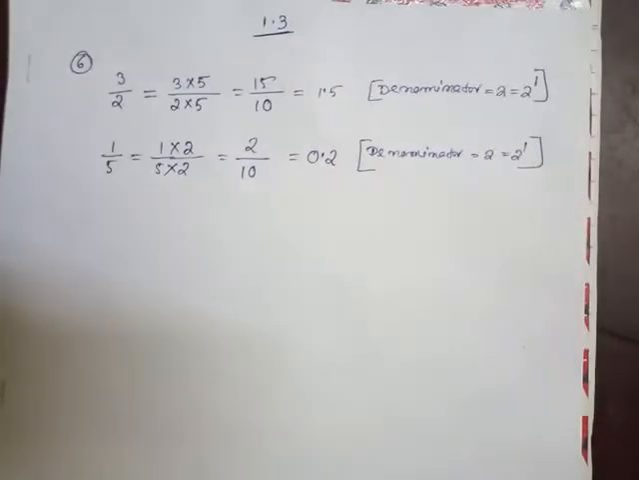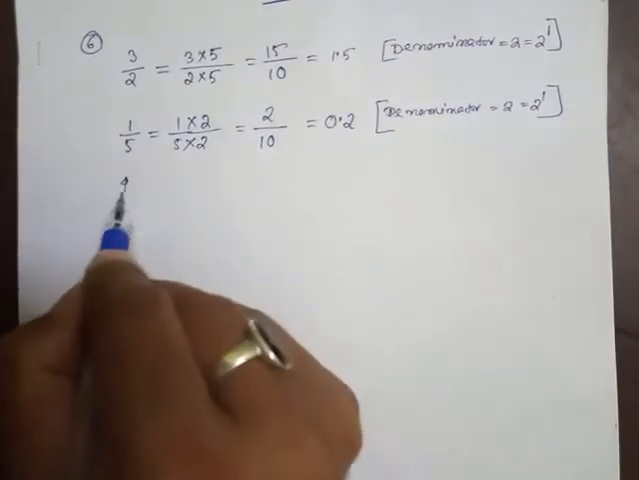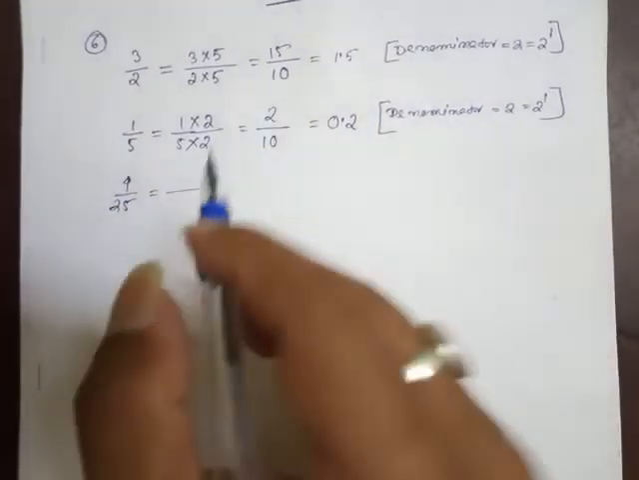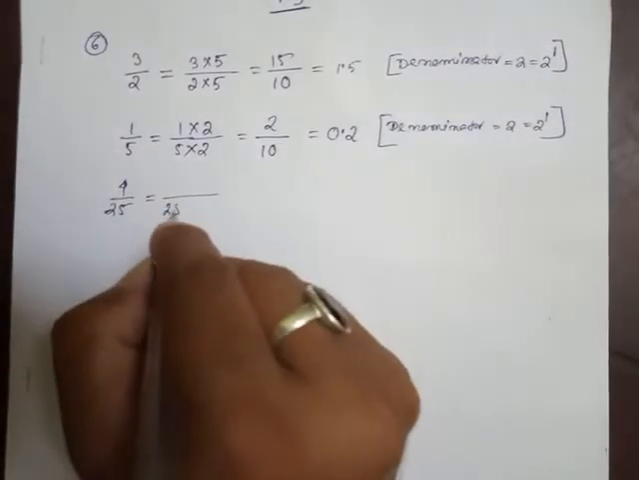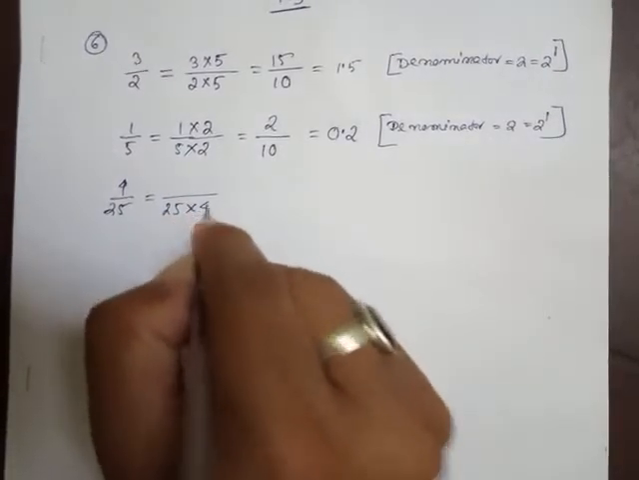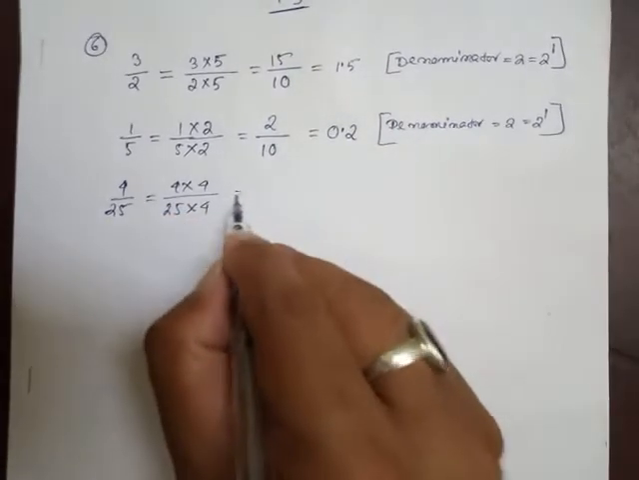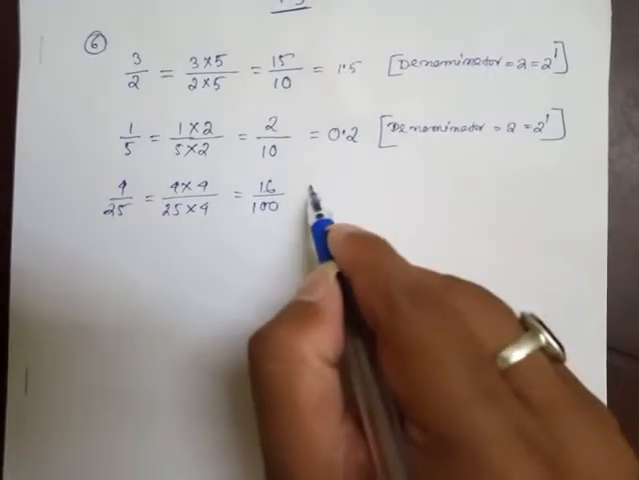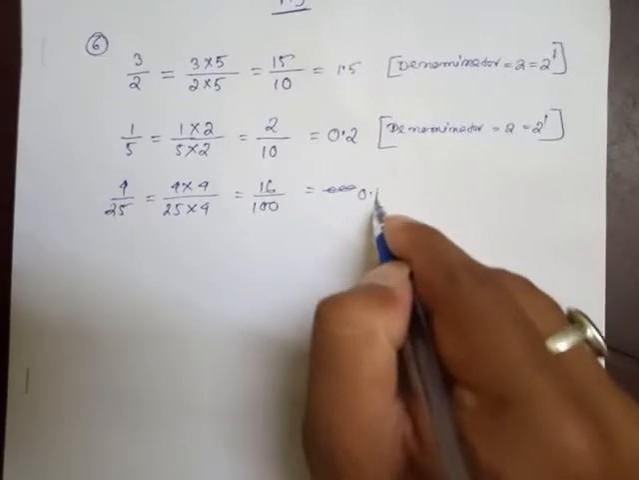1. Now students, let us take the example of 4 by 25. Now let's go for it. 25, if I multiply with 4, it becomes 100, and 4 multiplied by 4 is 4 4s are 16, and here is 100. So the decimal expansion would be 0.16.